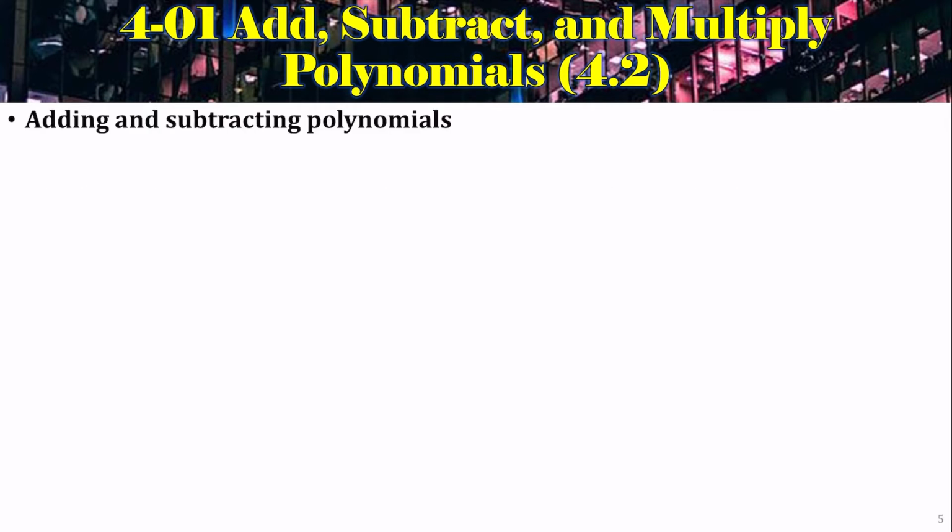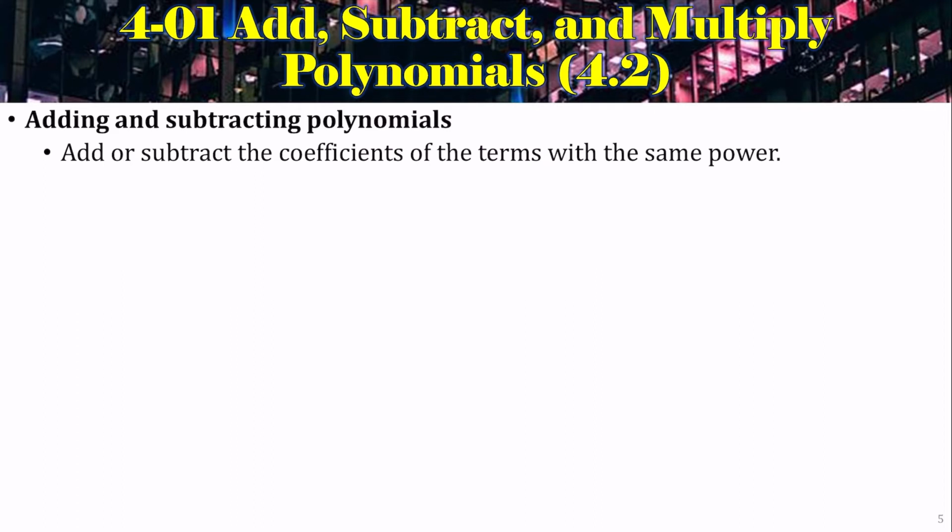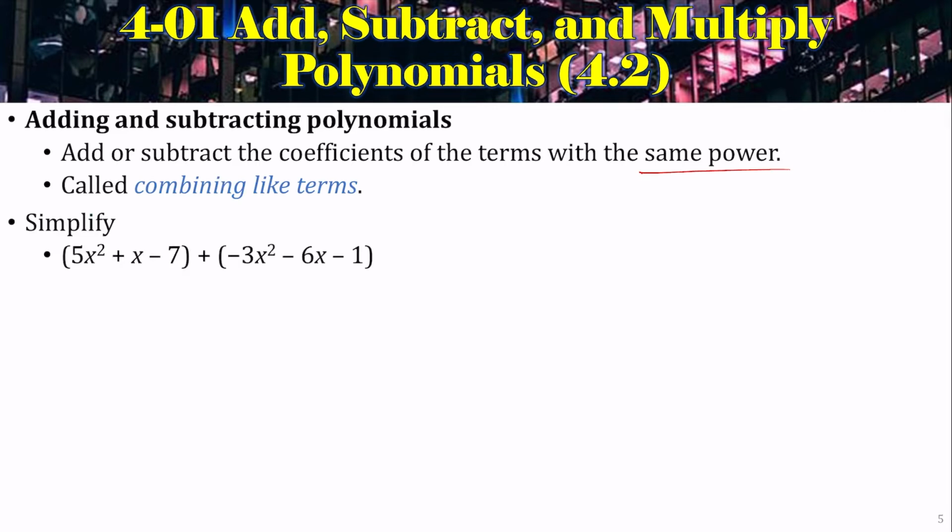Adding and subtracting polynomials is done by adding or subtracting the coefficients of the terms with the same powers, called combining like terms. For example, here we can take the x squareds and combine them. 5 plus negative 3 is 2. And the x's, we have 1x plus a negative 6x. 1 plus a negative 6 is negative 5x. Then I have negative 7 and a negative 1. Negative 7 plus negative 1 is negative 8.